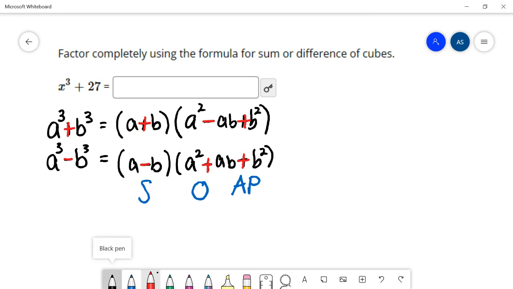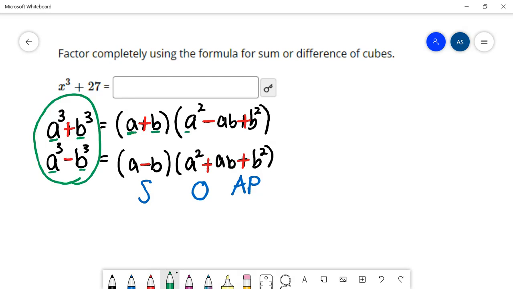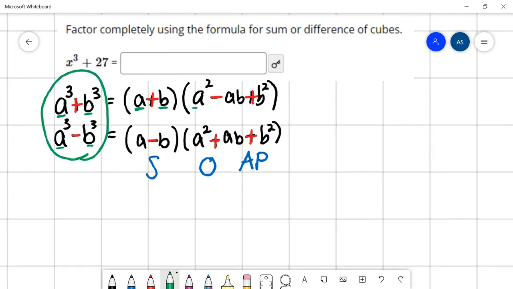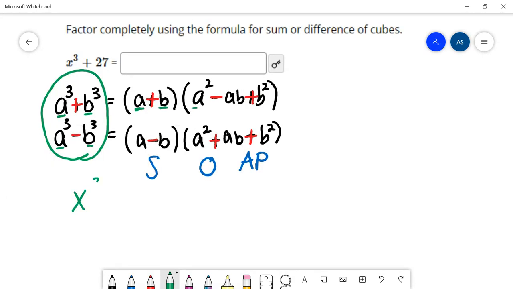When we use formulas like this, first we have to match the original pattern. So we're going to match this side, and the reason we want to match is because we need to know what A and B are. And once we know what A and B are, we're going to substitute that into the pattern that we have. So the example that we have is x cubed plus 27. We want to write that as a sum of cubes.